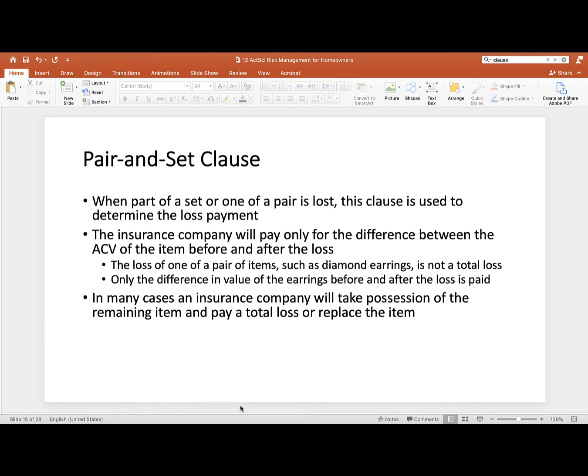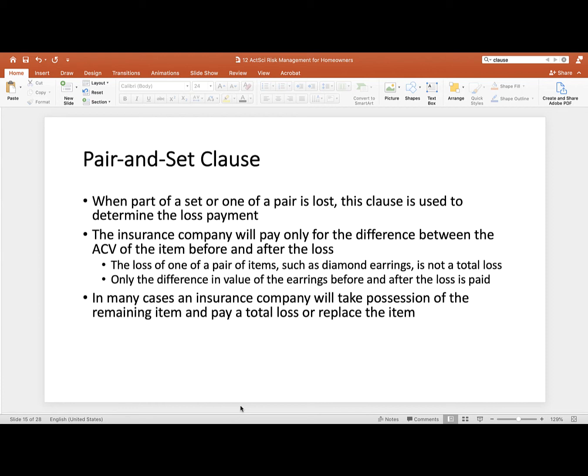When a part of a pair or a set is lost and you break up your set, that's used to determine the value of the loss. Typically the insurance company will pay the difference between the actual cash value of the item before and after the loss. So if I had a set whose actual cash value was 10,000 before the loss and 2,000 after, they're going to pay you that difference. But more and more companies will just take everything away and give you the actual cash value for it.